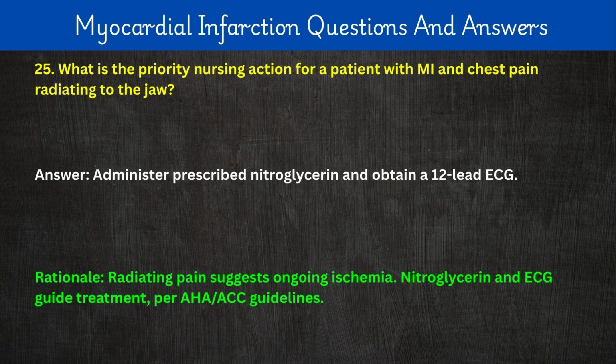25. What is the priority nursing action for a patient with MI and chest pain radiating to the jaw? Answer: administer prescribed nitroglycerin and obtain a 12-lead ECG. Rationale: radiating pain suggests ongoing ischemia. Nitroglycerin and ECG guide treatment, per AHA/ACC guidelines.